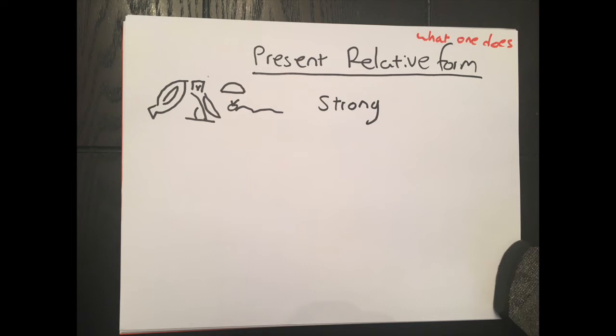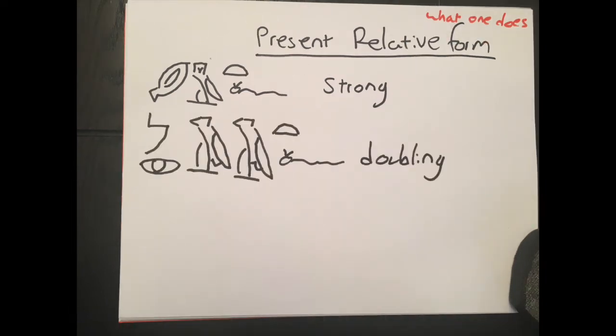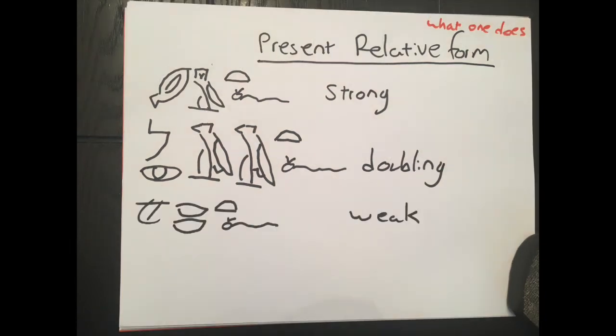So here we have to hear, and we've added the T at the end, which could be the feminine T, but in this case it's the relative form T. For doubling, we double our consonant, add the T, and then the pronoun. And again, I'm just using the F, he, for readability. It could be any pronoun.